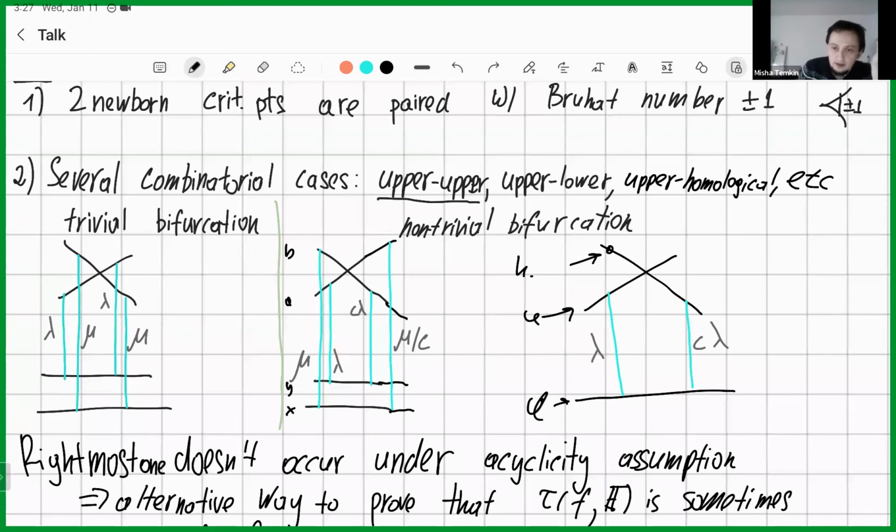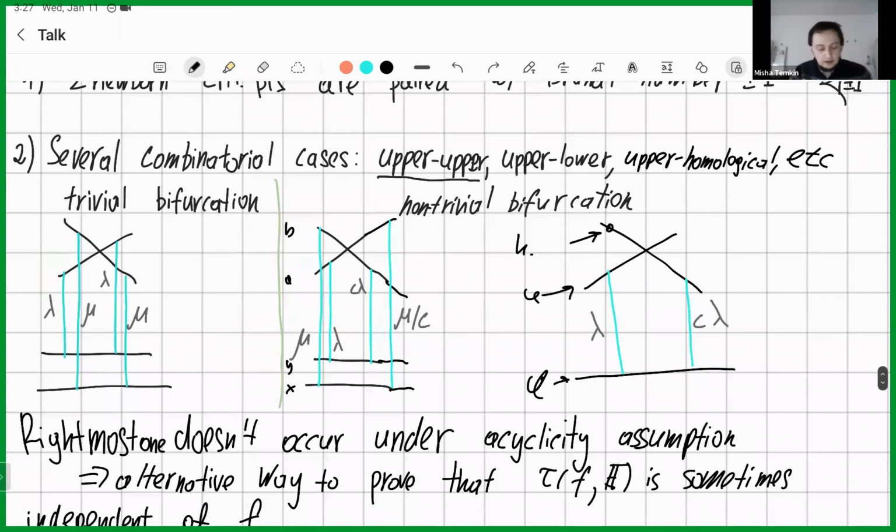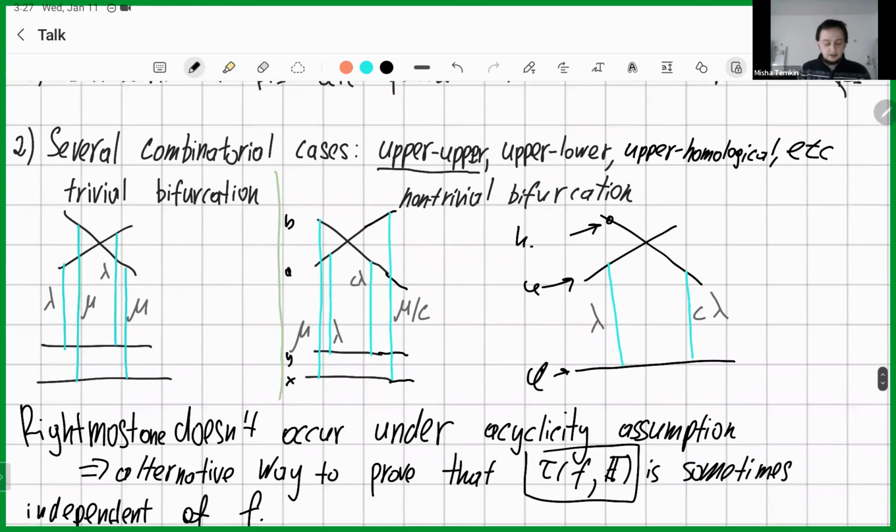So I fix the manifold. If it satisfies this acyclicity condition, then for any function there are no homological critical points, so there is no picture like the one on the right. And if one assembles all this together, it gives an alternative way to prove that tau of f is sometimes independent of the function. By sometimes I mean under some acyclicity assumptions, right?